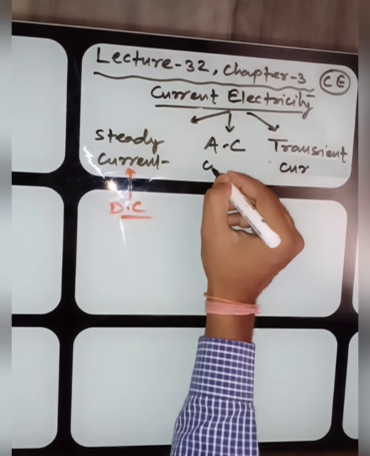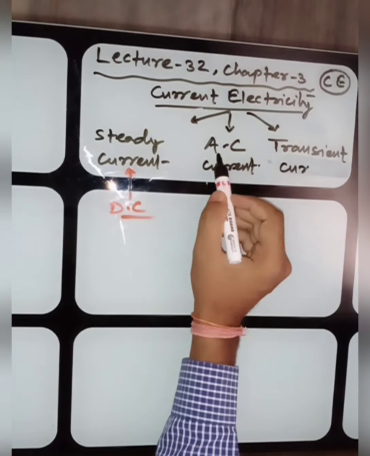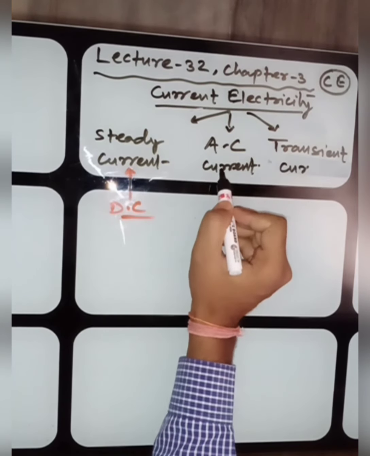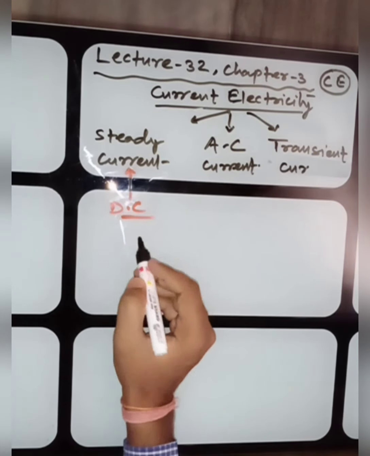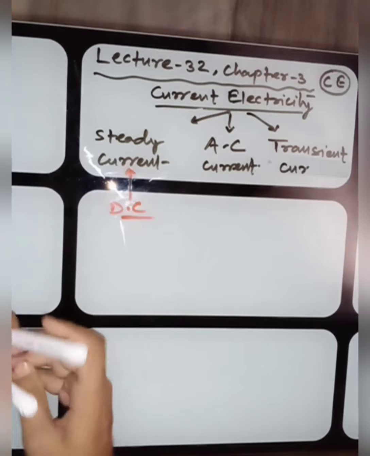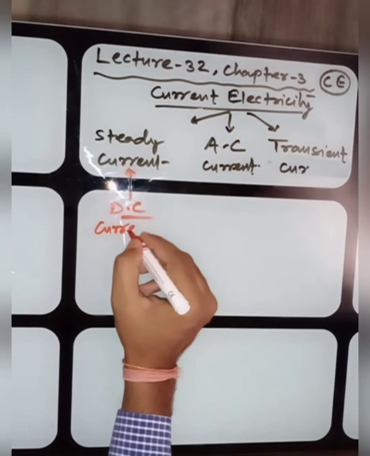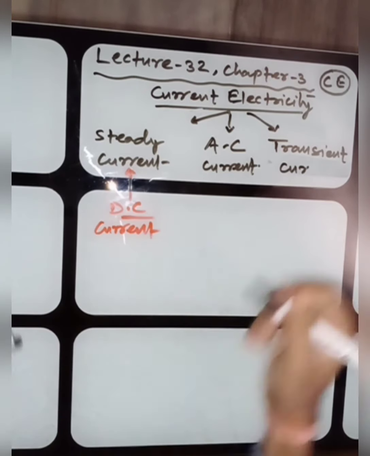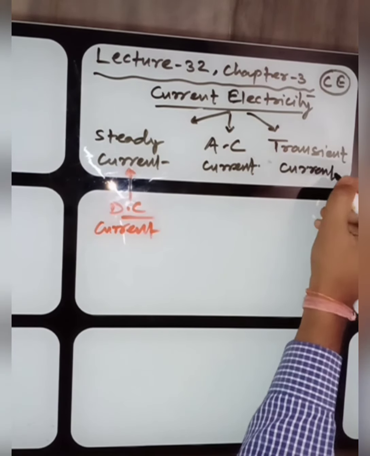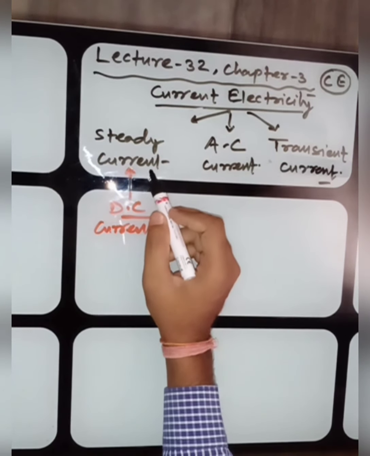Here, AC current. We usually say alternating current, otherwise we write AC current. Here, DC current, direct current. You will write here DC current, that is the direct current.